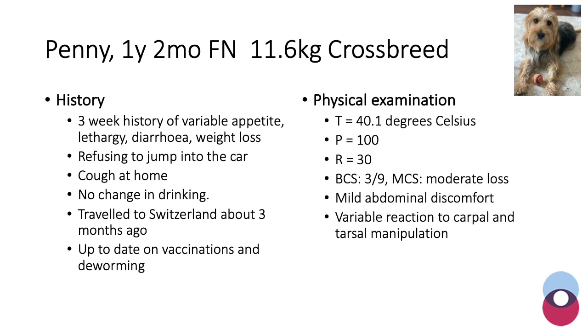On physical examination, she had a temperature of 40.1 degrees Celsius, and heart rate and respiratory rate were normal. Her body condition score was a little underconditioned, and she had a moderate loss of muscle. She had mild abdominal discomfort and a very variable reaction to carpal, tarsal and neck manipulation. For example, in the morning she would have a reaction in one joint, then in the afternoon didn't have any reaction, and later in the evening had a reaction in a different joint.